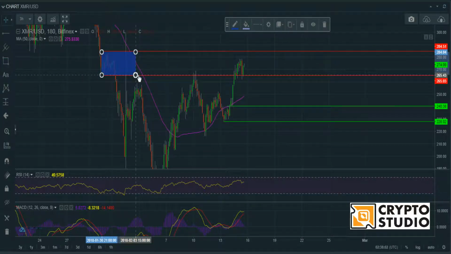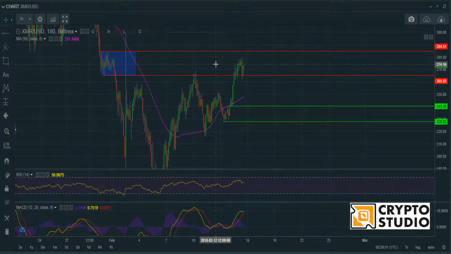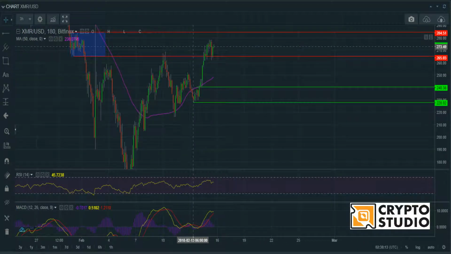Notice the reaction the last time that it came to this level. This time it went a little bit deeper into the level, but it means that it's taking out the orders, but it's still a pretty good resistance there. So until it breaks it, I'm going to consider that a strong resistance.